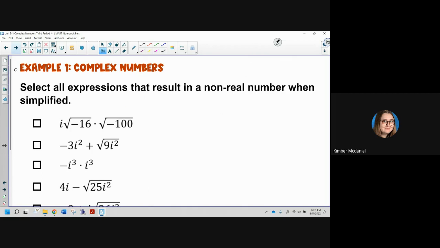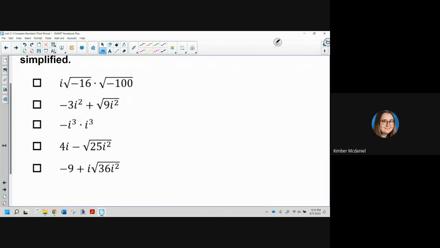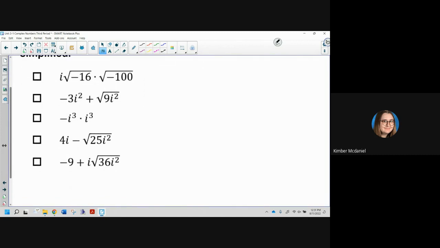So I want you to write example 1. I do not want you to write the directions. But it says select all expressions that result in a non-real number when simplified. Now, I do not want you to stress right now about writing down all the answer choices. We're going to go answer choice by answer choice. So as we go to a new one, you will write it. So let's start with this first one. Go ahead and write down this first one. And I do want you to draw the little box because we're going to check them or not.